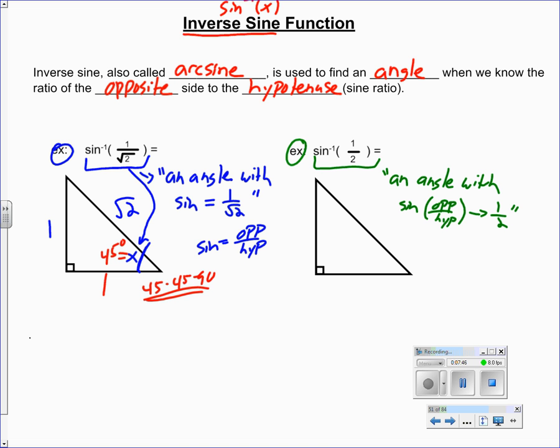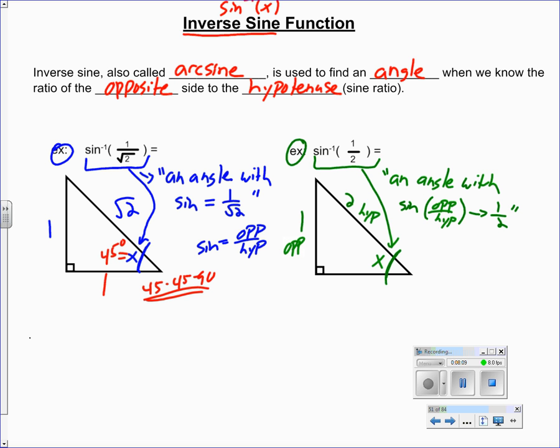So if we were to mark this angle on the triangle to represent what that's saying, this would be our angle x. The opposite side would be 1, and the hypotenuse would be 2. Right, and that gives us an angle that has a sine ratio of 1 over 2.